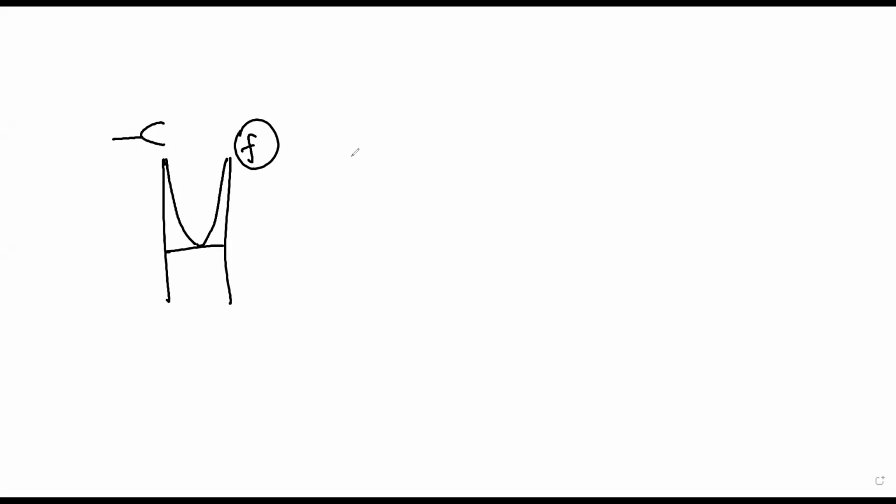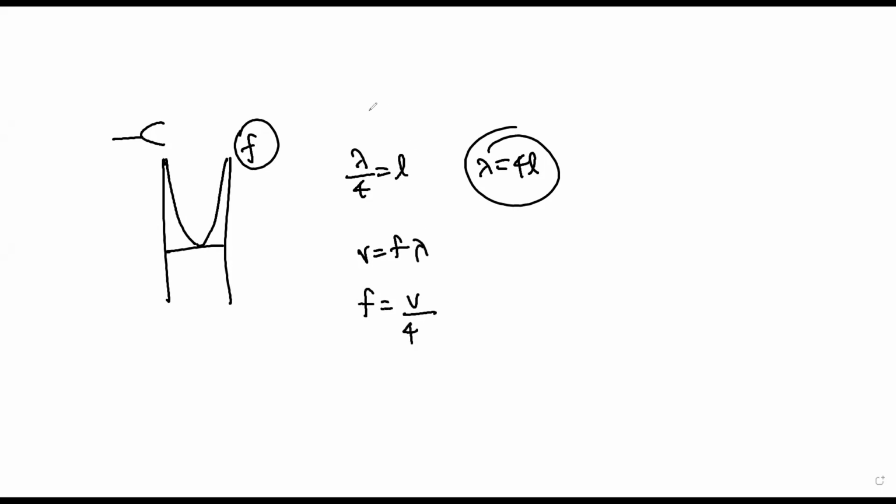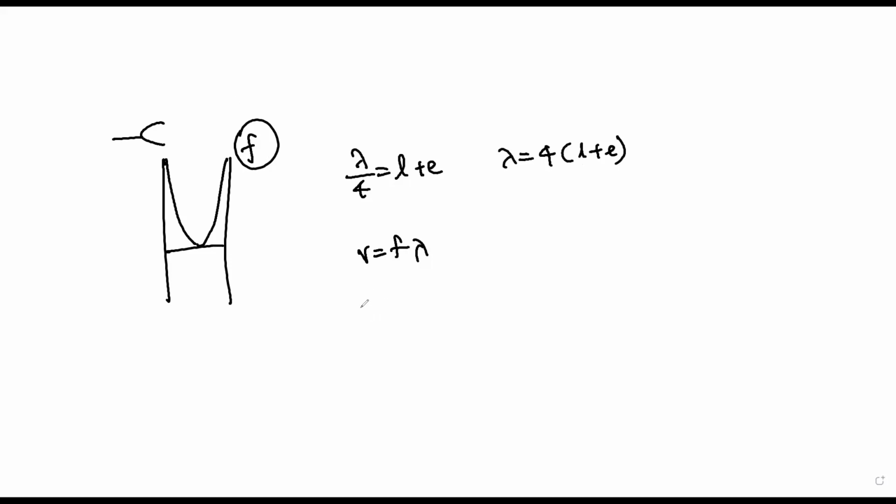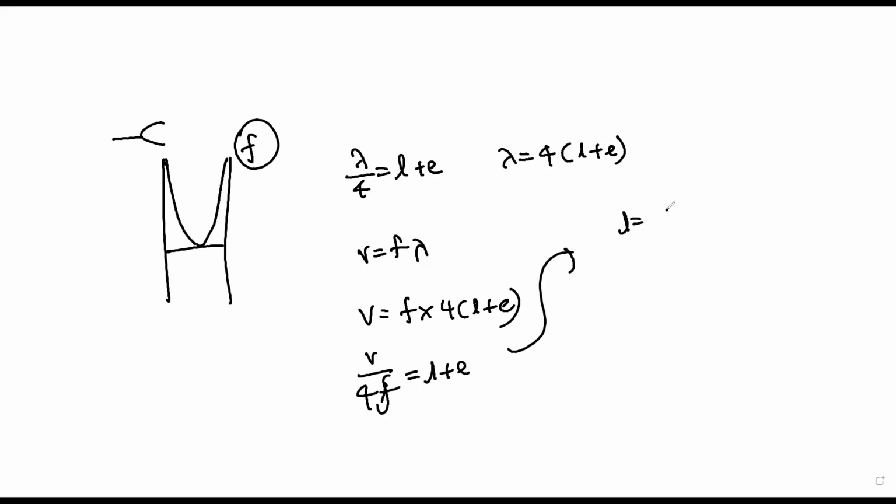So let's say there's a tuning fork of frequency F. Okay. So we can say lambda by 4 is equal to L. Lambda is equal to 4L. Okay, V is equal to F lambda. F is equal to V over... Oh, I forgot the E again, right? There should be E here. L plus E. So lambda is equal to 4 times L plus E. So here we get V is equal to F into 4 times L plus E. Okay. V over 4F is equal to L plus E. And we get L is equal to V over 4 times 1 over F, minus E.